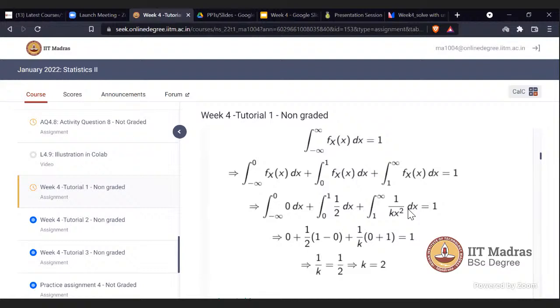You did not do the calculations properly. 0 plus 1. Okay, fine. Because power is x to the power minus 2. Yeah, x to the power minus 2. Got it. First integrate, then put the values. Thank you, Nikita.